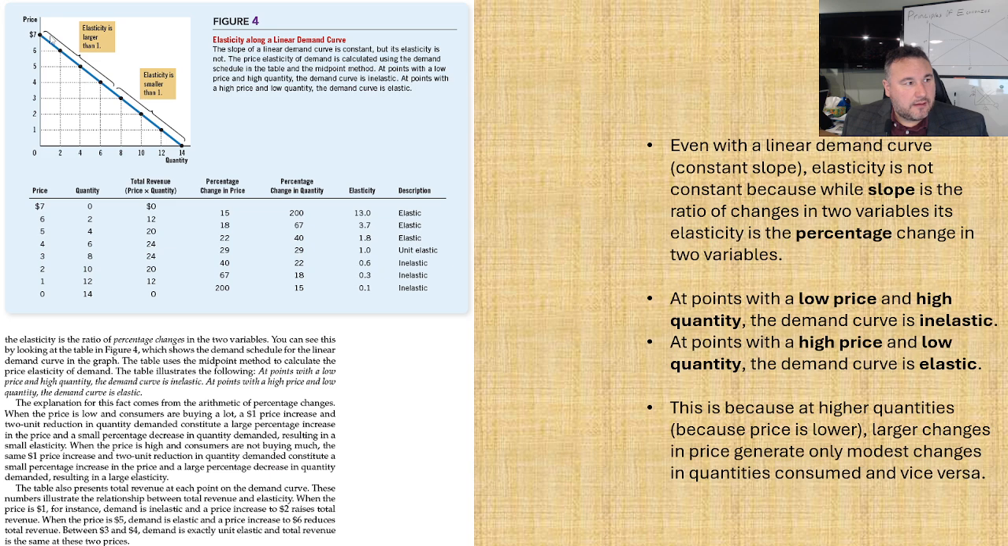But at points higher on the curve with higher prices and lower quantity, demand is more elastic, so it's going to be greater than 1. That's because at higher quantities, because of lower price, larger changes in price are going to generate only modest changes relative to how much quantity they are at that point, and the opposite's true at the left end.